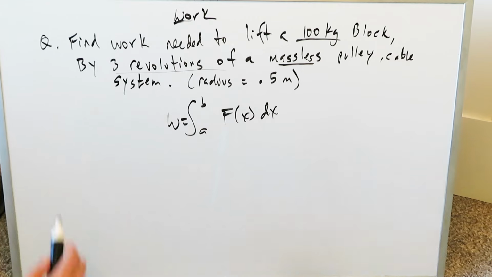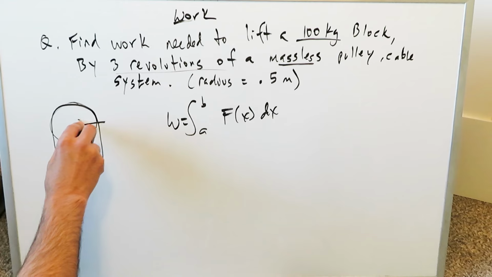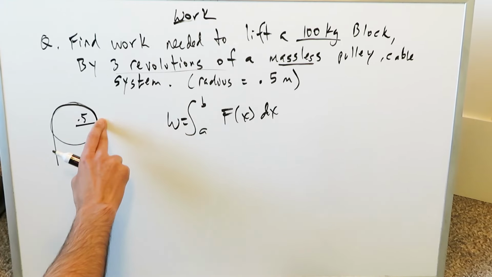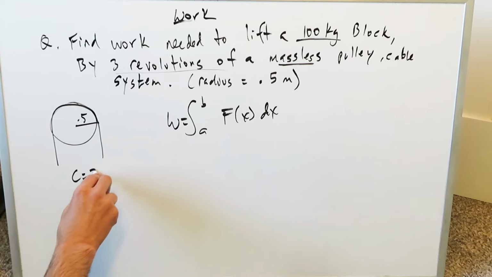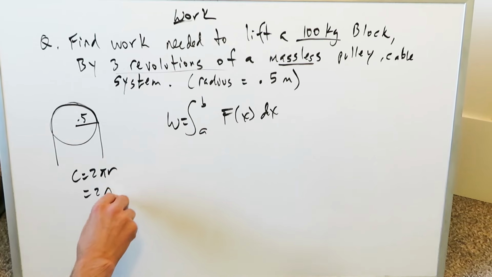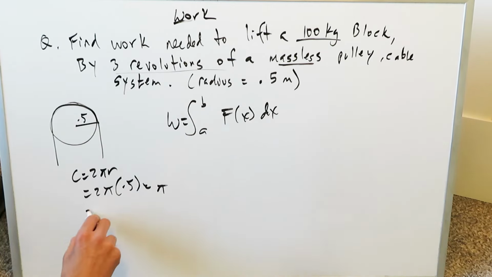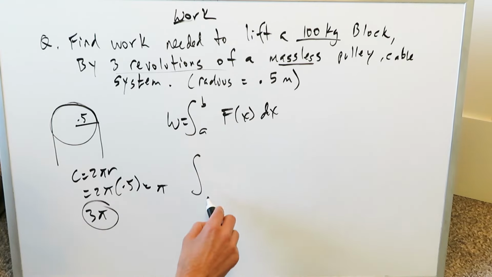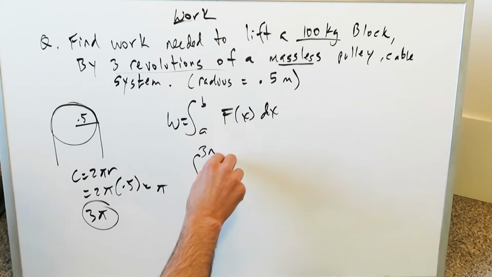Let's look at the distance. If I have a pulley system over here, it looks something like this. It has a radius of 0.5. What is a circumference? Well, the circumference will represent the distance involved. Circumference is equal to 2 pi r, which is equal to 2 pi times 0.5, which is equal to pi. But we're doing 3 revolutions of this. We're multiplying this by 3, so here's our distance, 3 pi. And we're now looking at it from a resting position where the object was on the ground before it's being picked up, a distance of 3 pi.